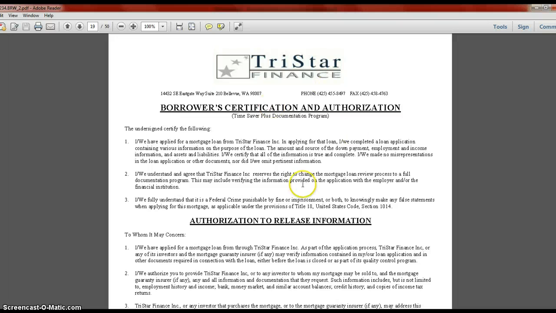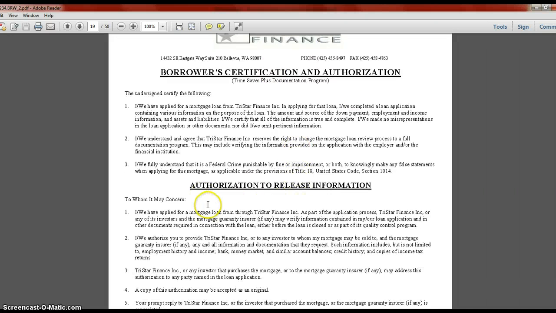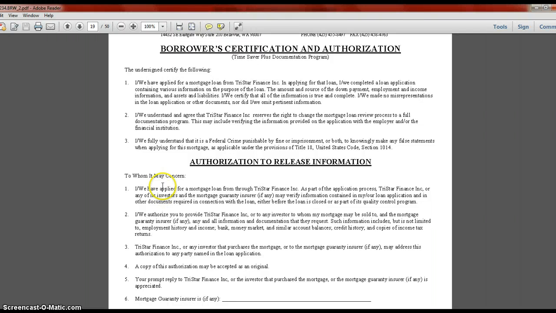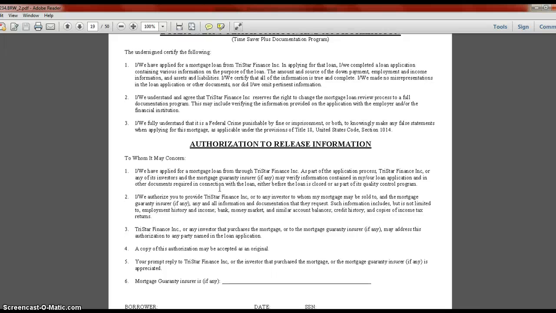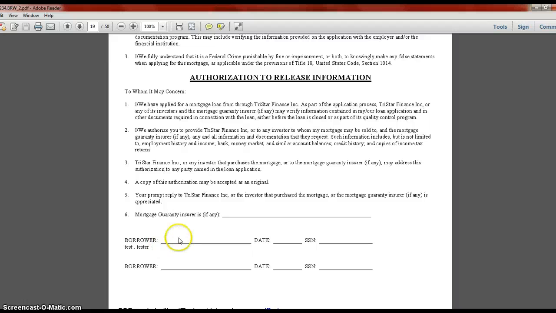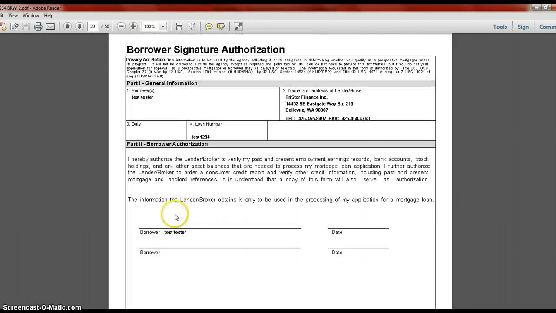And this is just your authorization to release information, like when we call your lender to get a payoff of your current loan, or we have to verify employment or funds in the account, that we have your permission to do so. And then you sign here. And then here's basically another amended version of that, and you sign here too.